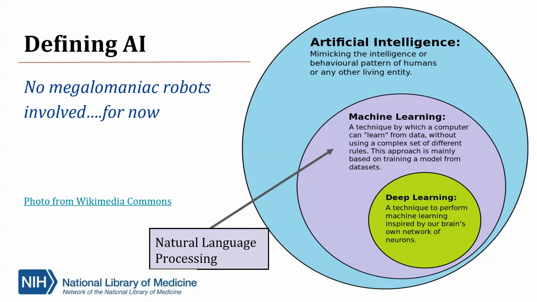Within AI is machine learning. Machine learning is based on statistics and algorithms. The main thing to remember is that machine learning follows statistical rules and patterns to solve problems. And here's where natural language processing comes into play.